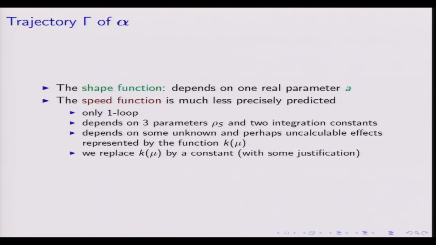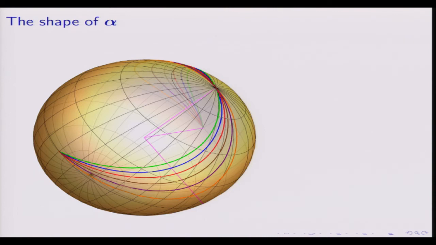The trajectory of alpha, as was said in the previous talk, depends on a shape function, which just depends on alpha. And there is a speed function, but the speed function is much less precisely predicted because, first of all, we're just calculating one loop, and secondly, it depends on three parameters: rho s, a coupling, and then two integration constants. It depends on integration constants of our initial values, r_i, for instance, and theta_i. It also depends on some unknown and perhaps incalculable effects which we represent as a function k of mu, and we replace k of mu by a constant with some justification. So this is again the shape. I'm sorry, this is a bit distorted. It is a sphere, the same thing as before.